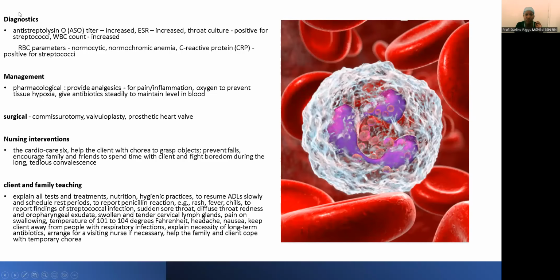So we need to pull all these labs to diagnose this. We want to pull an ASO, anti-streptolysin titer, right? We're going to swab them. We're going to pull the ESR. We're going to pull the white count, even the red counts. We want to see the C-reactive protein. Are they positive for strep? That is one of the first things we want to look at.